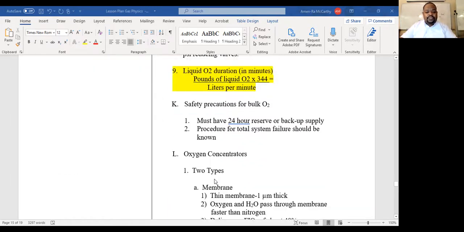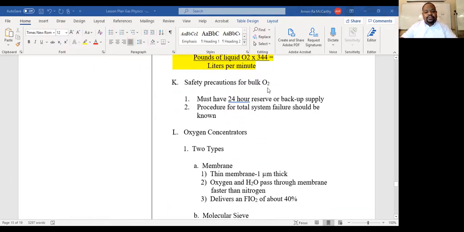All right, we just did this right here. Safety precautions for bulk O2. You got to be safe. If you have a hospital that has large bulk O2 reservoirs, you got to make sure you got a 24-hour reserve or backup supply. If the hospital can't simply say we're out of oxygen, it just can't happen, right?